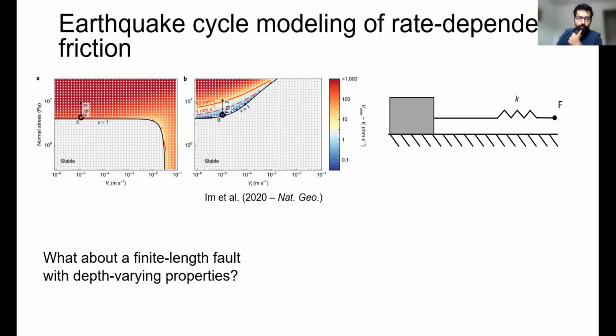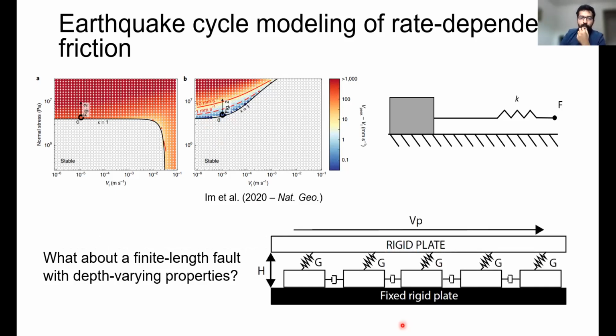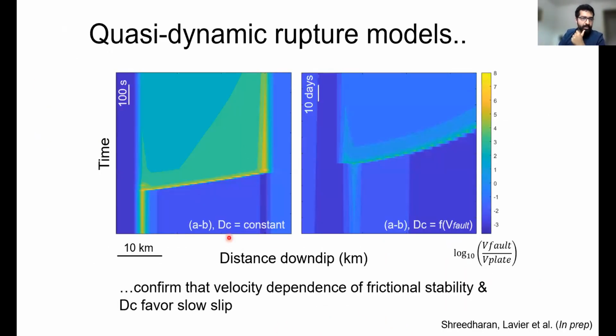So then one of the questions I had was, how does this translate to a finite length fault, which has depth varying properties? To do this, we modified a Burridge-Knopoff style model where you have a series of spring block sliders that are connected to a rigid plate that is being driven at plate rate elastically. And the blocks themselves are connected to each other with a viscous dashpot. And this interface has rate and state friction.